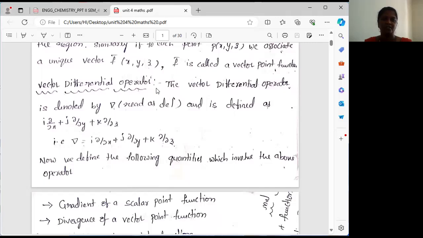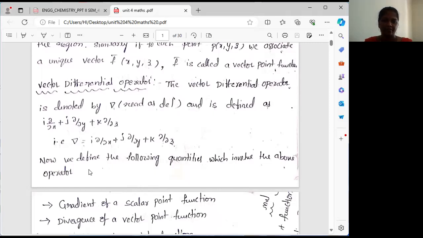Then the vector differential operator. The vector differential operator is denoted by del. This is read as del and is defined as i into dou by dou x plus j into dou by dou y plus k into dou by dou z. So the vector differential operator del equals i dou by dou x plus j dou by dou y plus k dou by dou z.